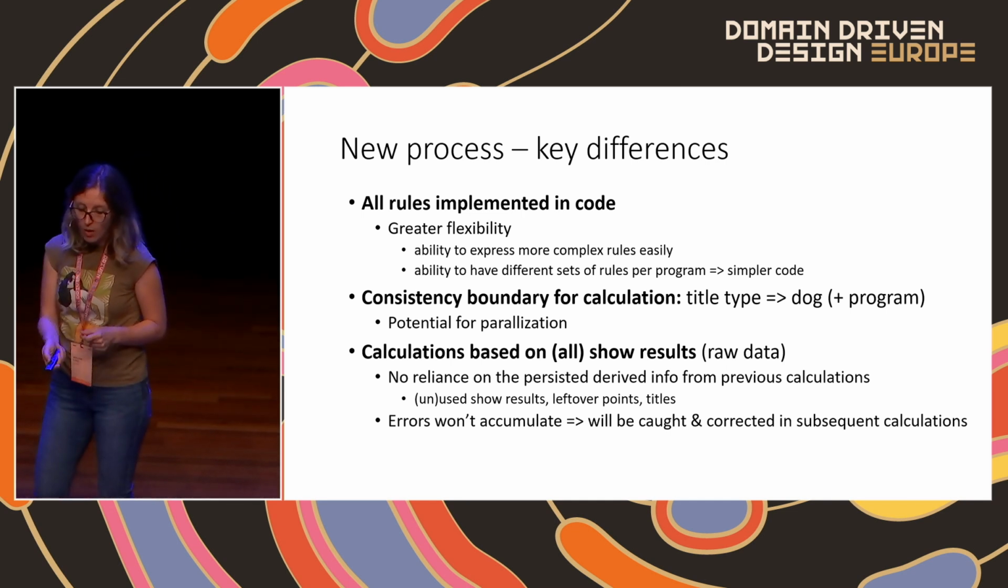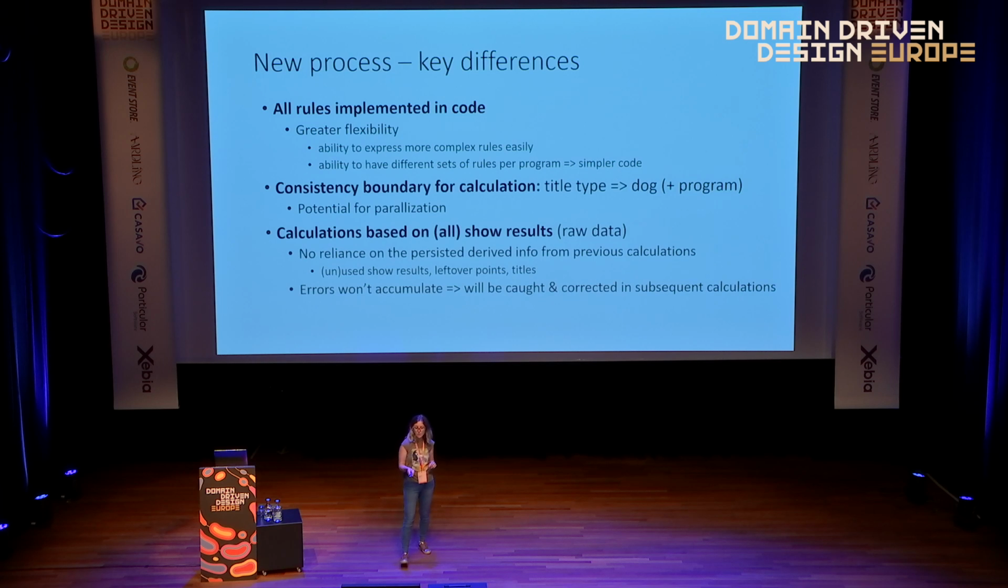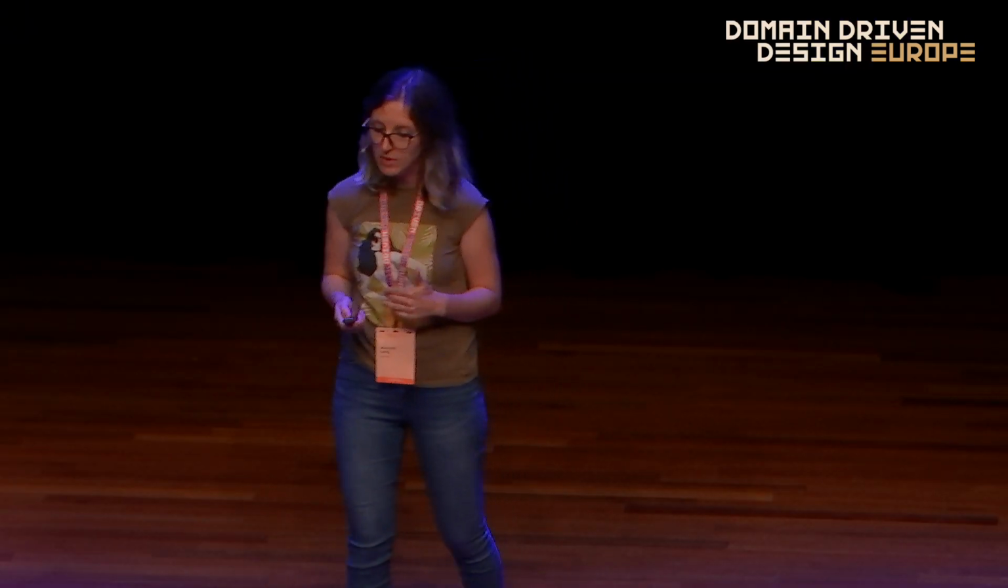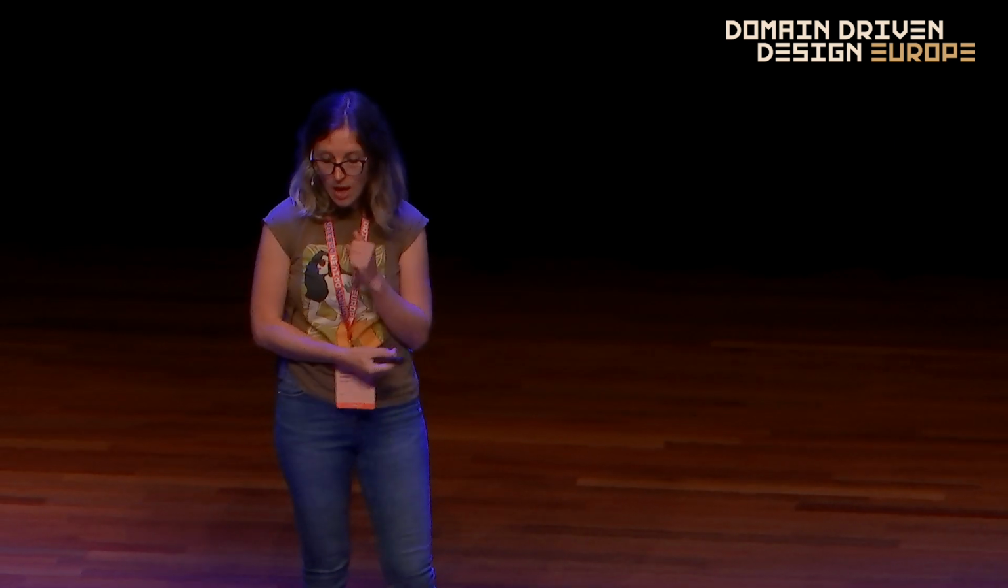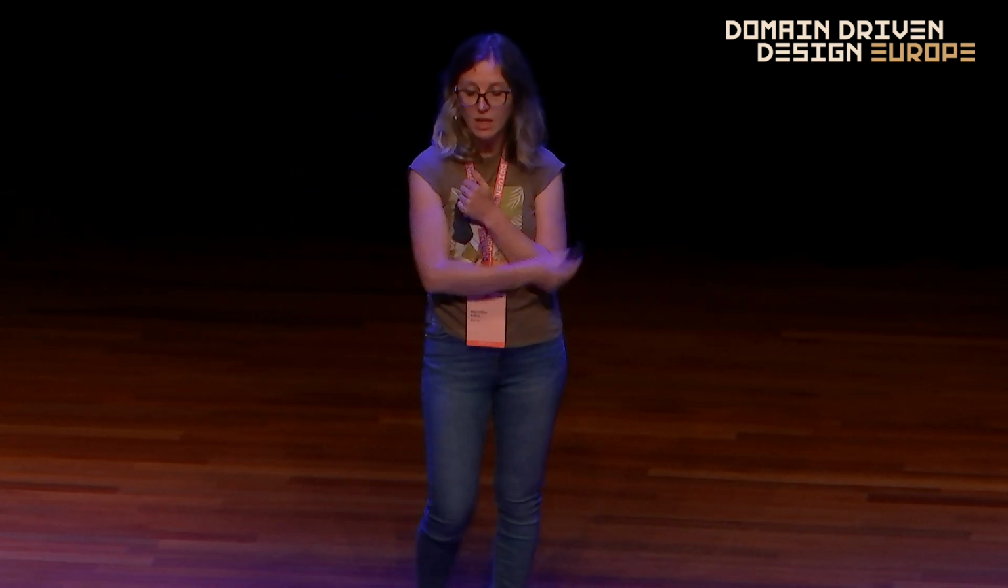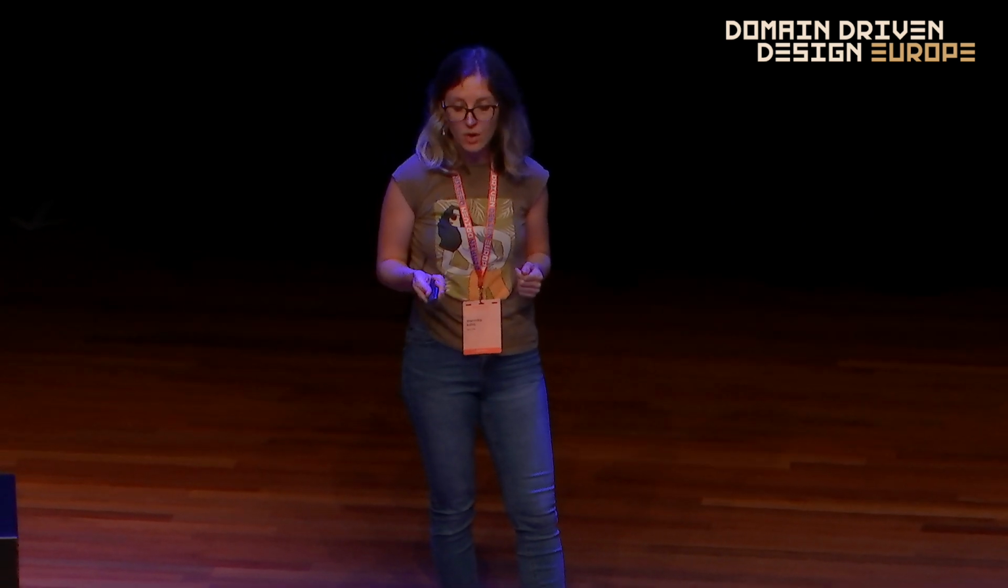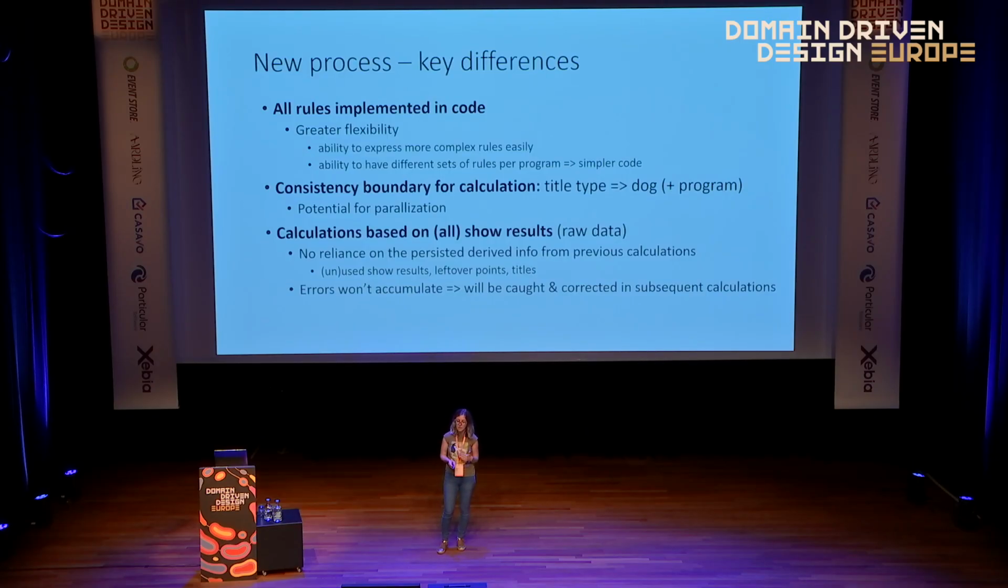Also, the consistency boundary for our calculation changed from title type to dog, which gave us potential for running things in parallel, because types of titles depend on each other, right? So you can't really run this in parallel, but titles of one dog don't depend on titles of another dog. So here is your performance optimization potential. And finally, our calculations were based on raw data, on show results. So even if we made a mistake in the past, the next time we run calculation, we would catch it, we will see it, and you can correct it. So the errors won't accumulate over time and eventually would be corrected.